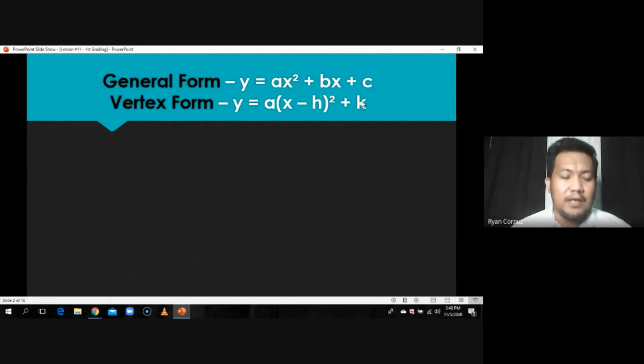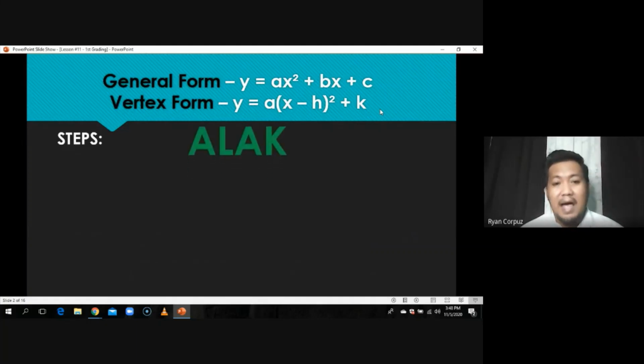Now, ang focus lang ng discussion natin for today is for us to transform from the general form, from this form of the quadratic function to this form of the quadratic function. So, in order for us to do that in a systematic manner, we are going to follow certain steps. Still, our steps for today will be hidden through an acronym or through a word na tatawagin natin this time is ALAK. Bakit nga ba alak?